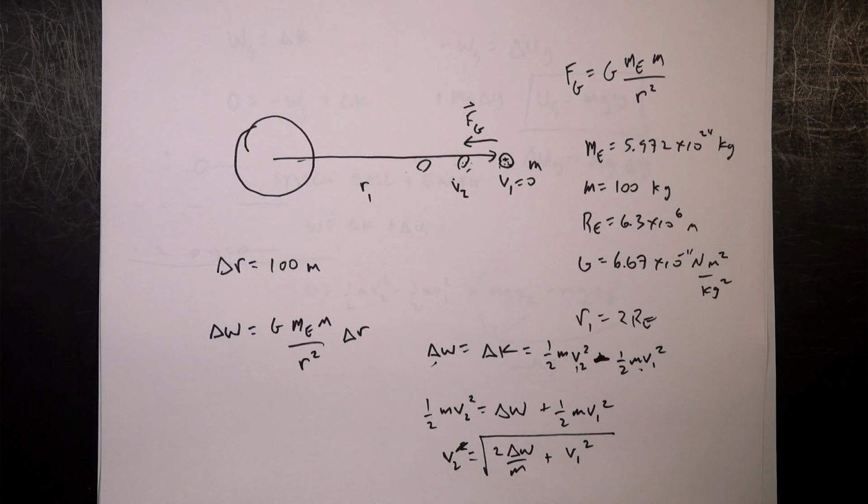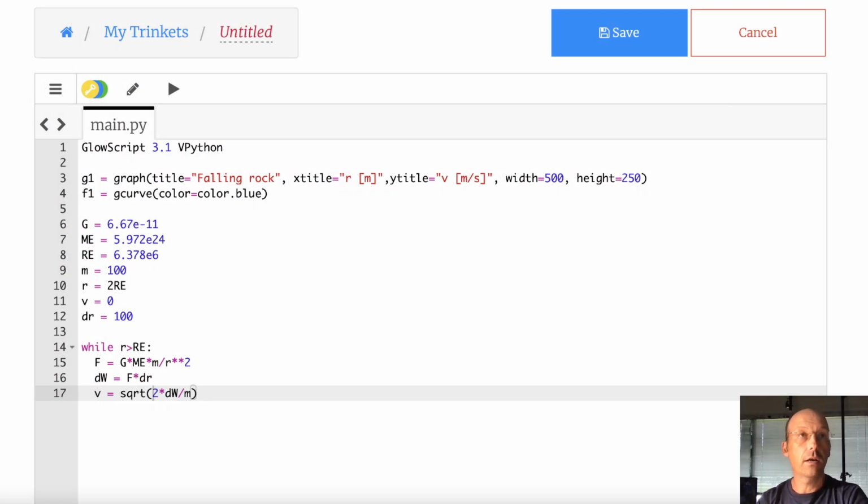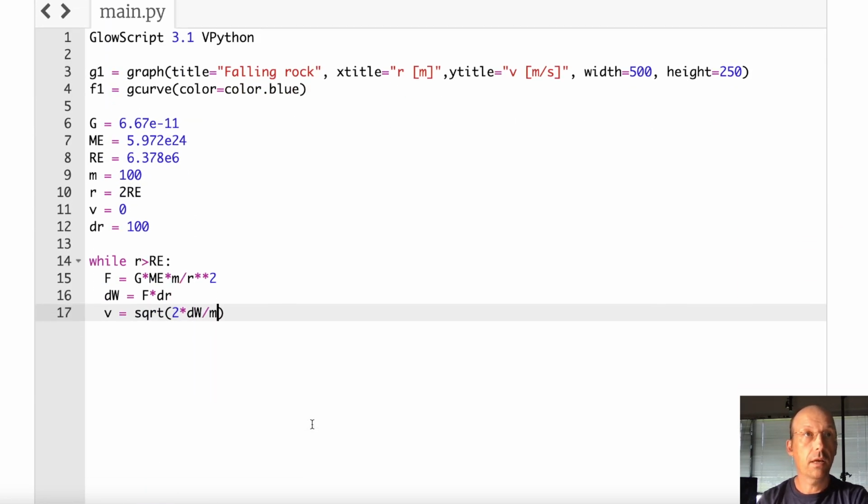Switching back to the code. Okay, so here we are. So it's 2 dw over m plus v squared. Is this big enough for you to see? I hope so. I guess I can make it bigger.